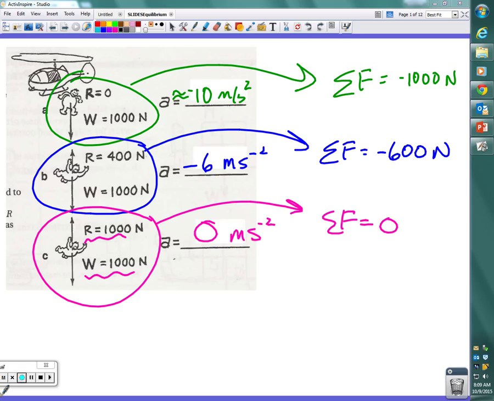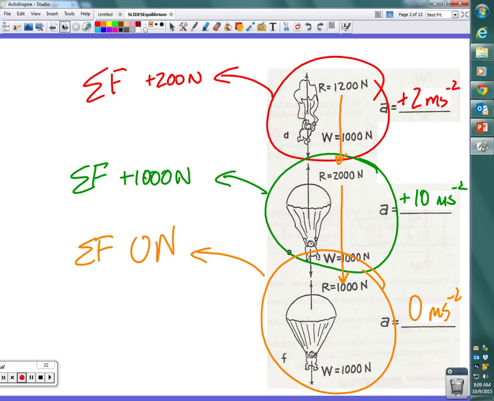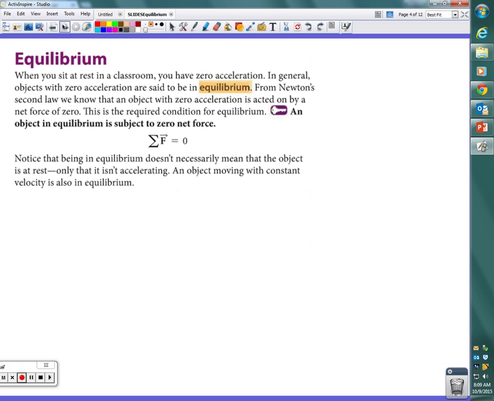Yes, I guess, but we also refer to it as an object that is not speeding up or slowing down. Well, terminal velocity is a specific example of equilibrium, right? A situation where an object in equilibrium is subject to zero net force, right? It can't really be any easier than that, right? Zero net force means that an object will not accelerate, right? They even highlighted it here.